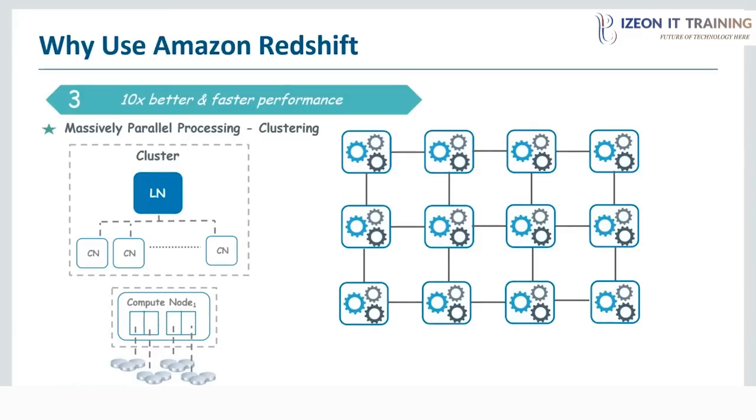So basically, compute slices and compute nodes work in parallel to achieve better performance. Moreover, Amazon Redshift is also able to smartly recognize the data on nodes before running a query, which dramatically boosts the performance. So that's how we can get 10 times better performance using Amazon Redshift.